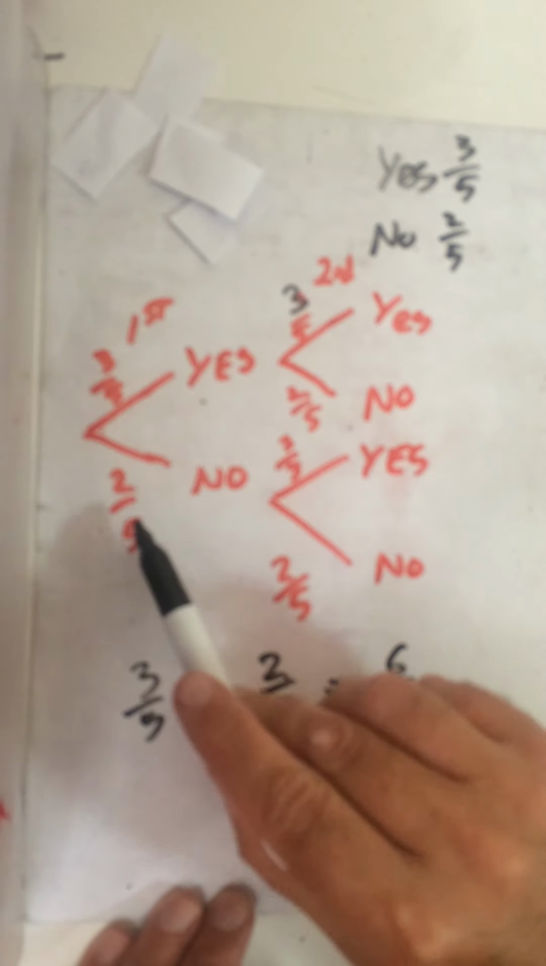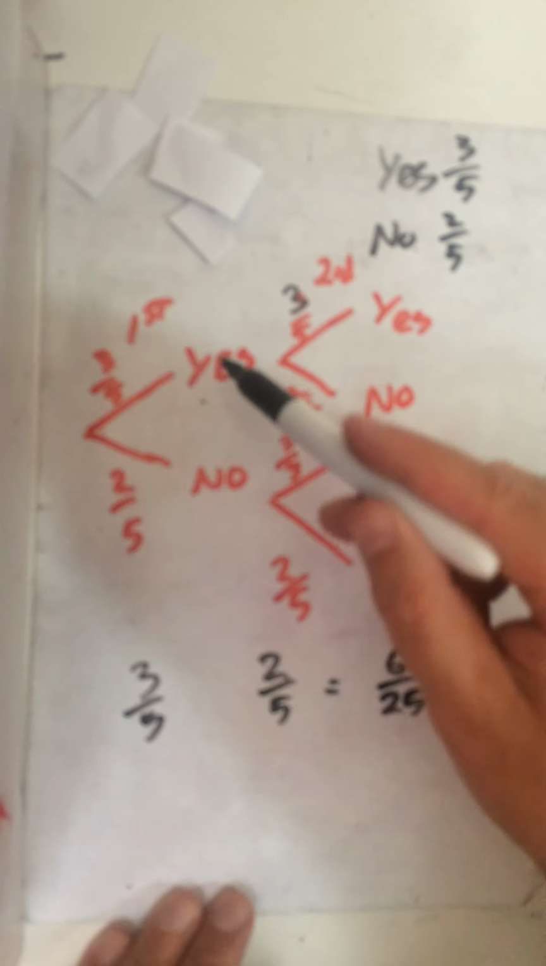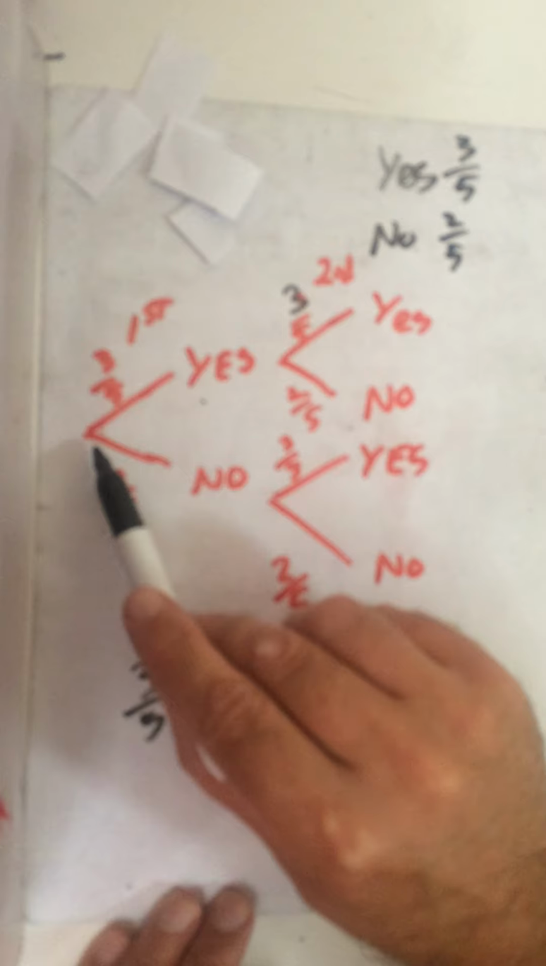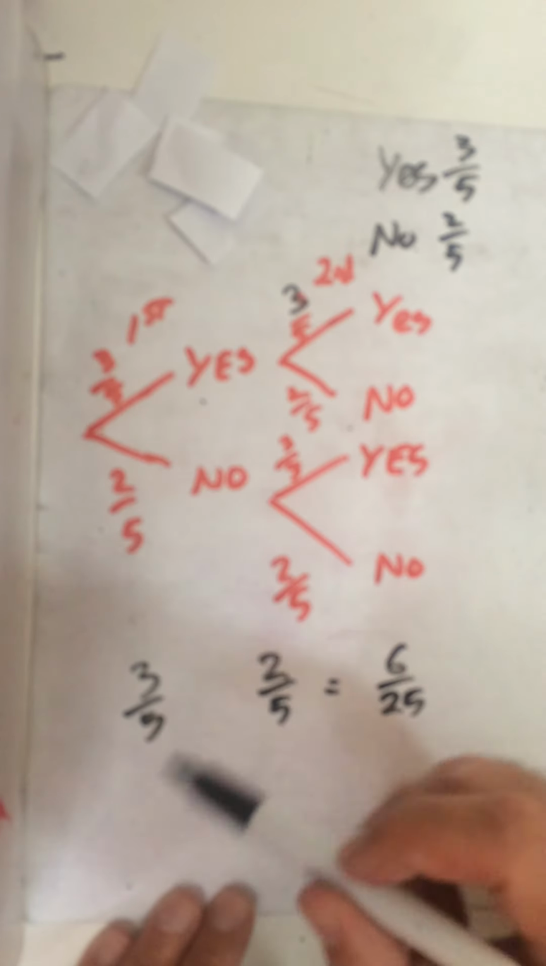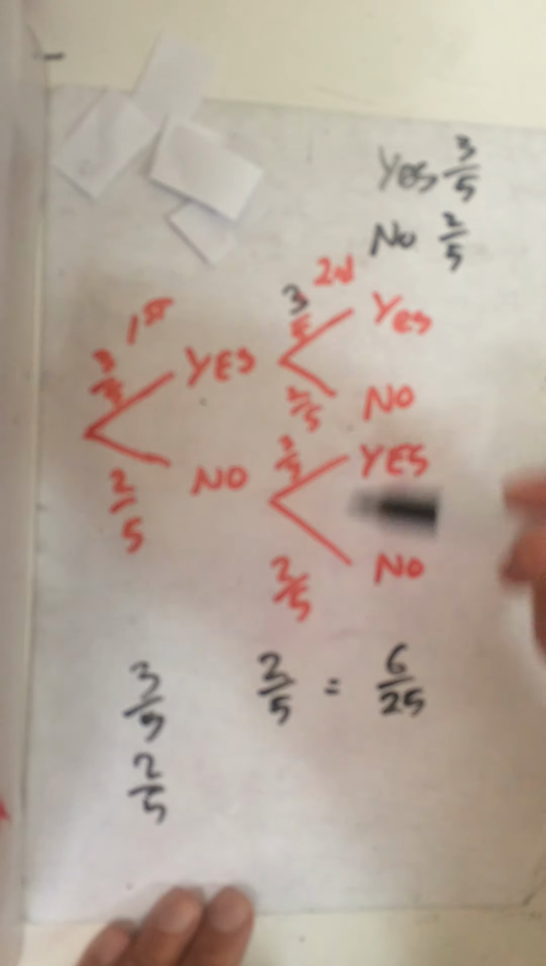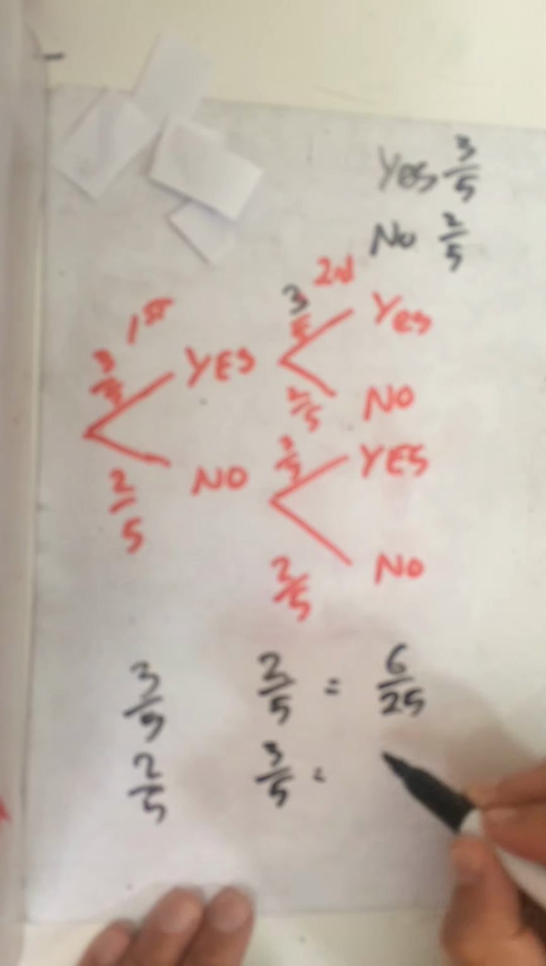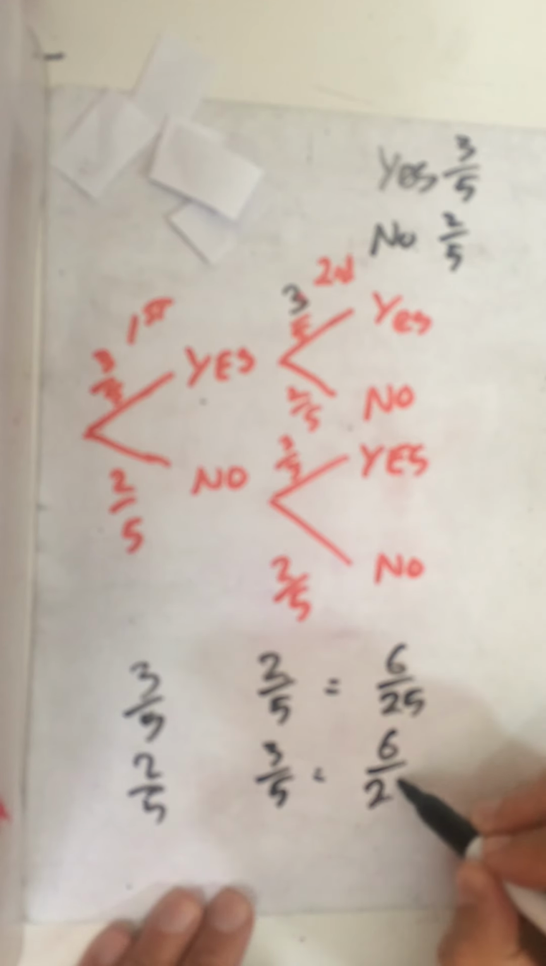But you could also remember, your other option is you could get a no card first, which would be a 2 in 5 chance, and then a yes card, which would be a 3 in 5 chance. So again, we multiply those together, 6 over 25.